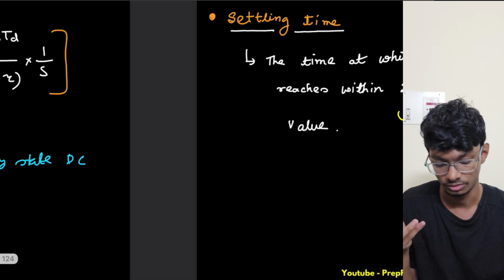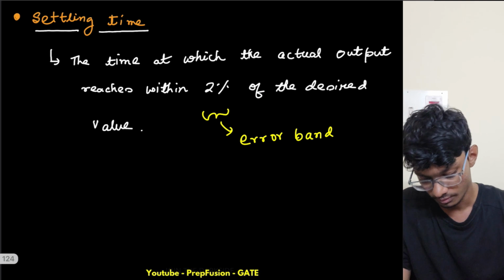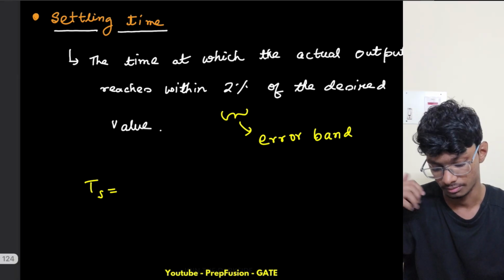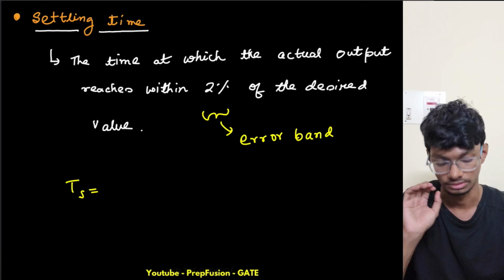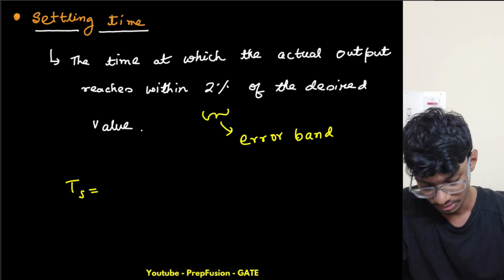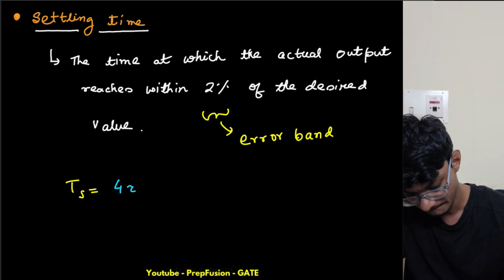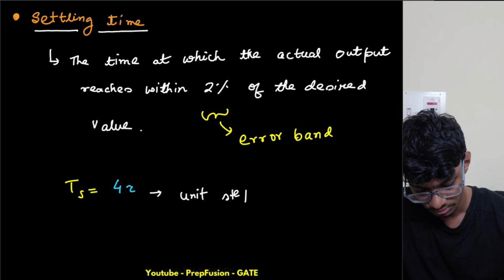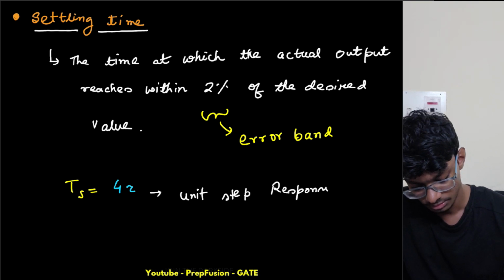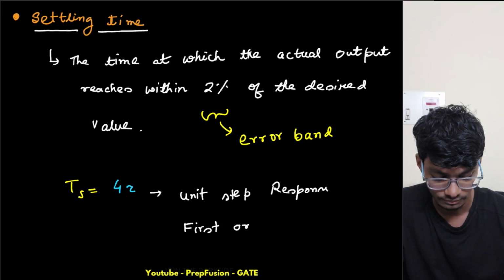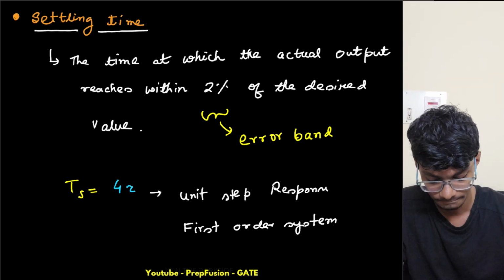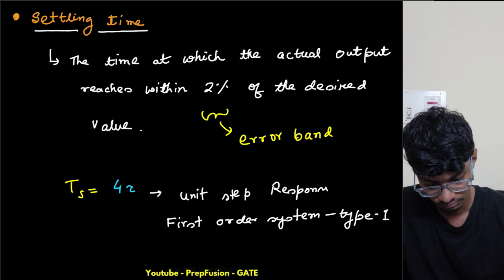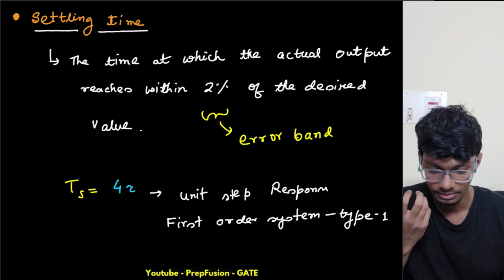It will change depending on the order. For a second order system the definition will change. So for a first order system in the general form, without delay, and you can give a DC gain, but without delay, my settling time will be 4 tau, valid for unit step response for a first order system type 1. So yeah, this is basically my settling time.